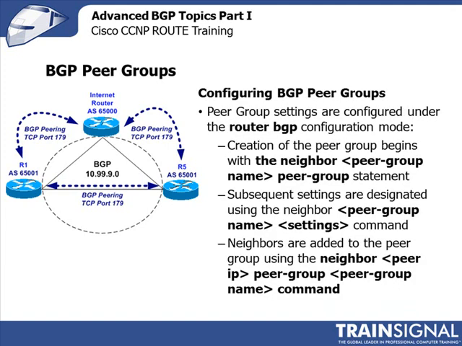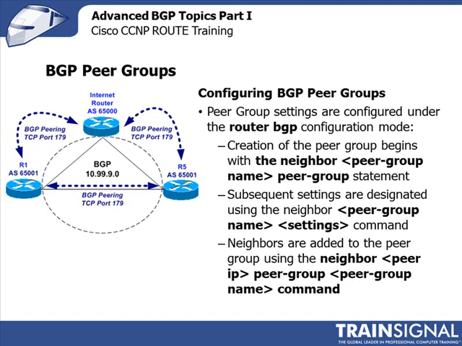Configuring peer groups is actually very simple. You enter BGP configuration mode, for instance, router BGP 65001 if we were using router 1. You create the peer group with the neighbor, the name of the peer group. For instance, if you wanted to call it ebgp-peer-group, that would be the name. Then for subsequent commands, you use the neighbor peer-group-name settings command. For instance, we talked about password or update source or multi-hop and so forth. You'd put that under the neighbor peer-group-name settings command.